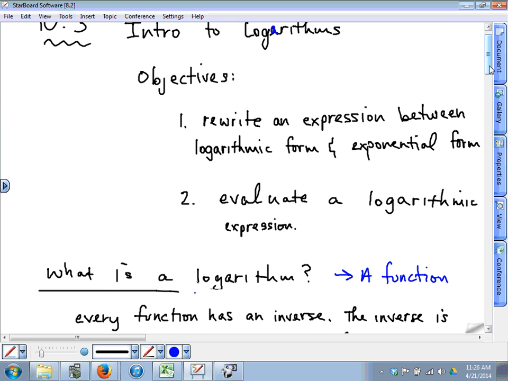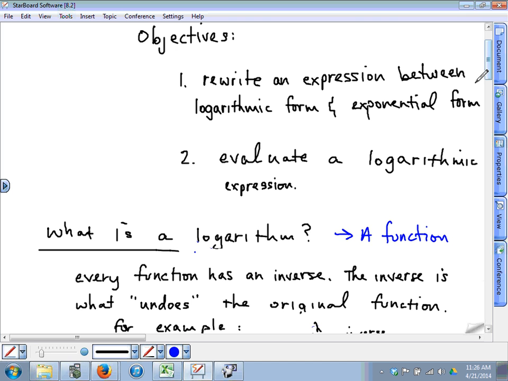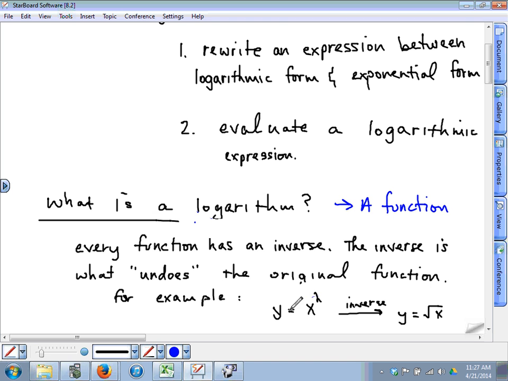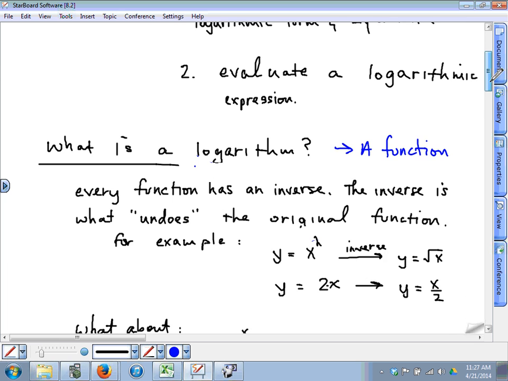The inverse is what undoes the original function. So if we have x squared as a function, what would undo the little square part? Square root. So many functions, we already know the inverse. Logarithm is still a bit new. For example, y equals x squared. The inverse is y equals the square root of x.